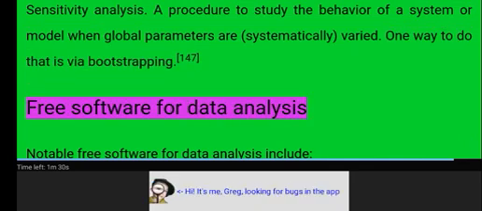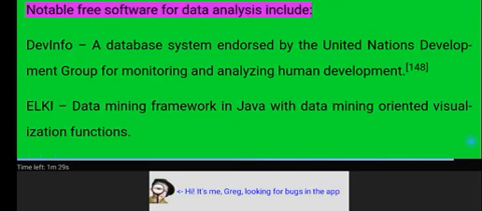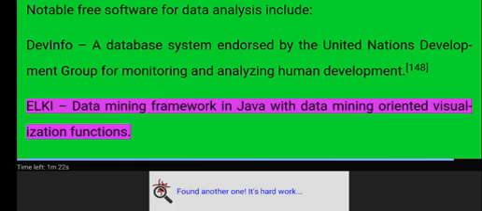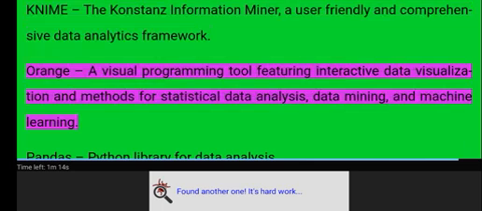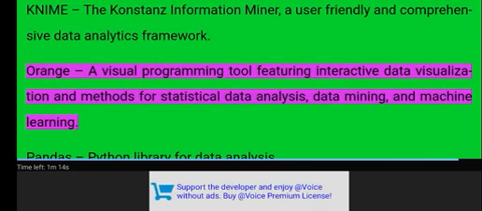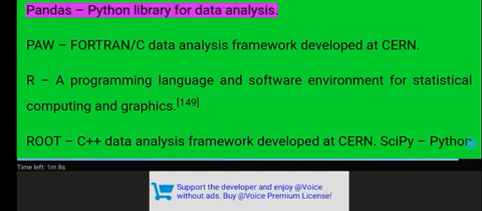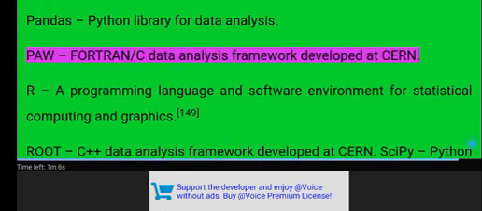Free software for data analysis. Notable free software for data analysis include DevInfo, a database system endorsed by the United Nations Development Group for monitoring and analyzing human development. Weka, data mining framework in Java with data mining-oriented visualization functions. The Konstanz Information Miner, a user-friendly and comprehensive data analytics framework. Orange, a visual programming tool featuring interactive data visualization and methods for statistical data analysis, data mining, and machine learning. Pandas, Python library for data analysis.